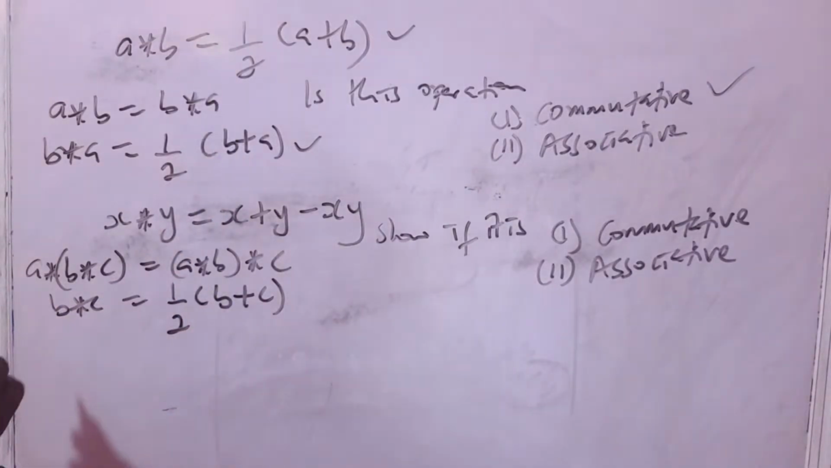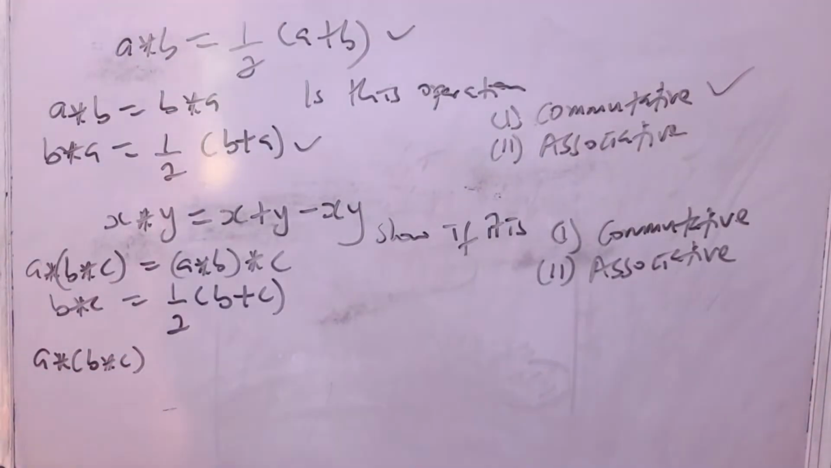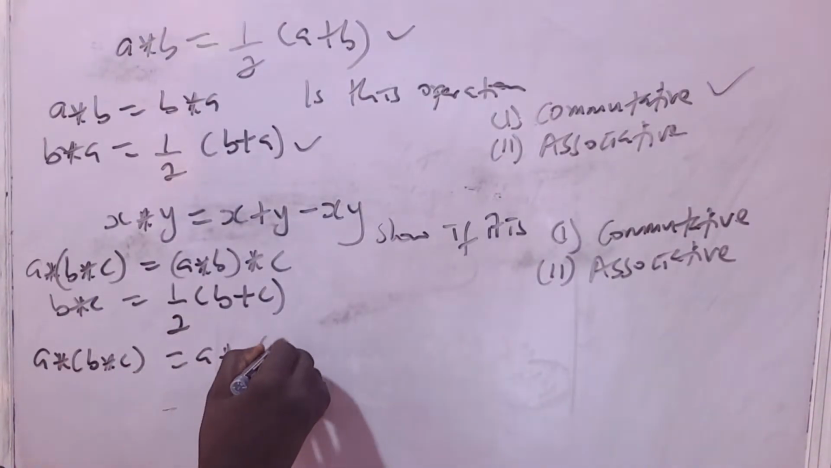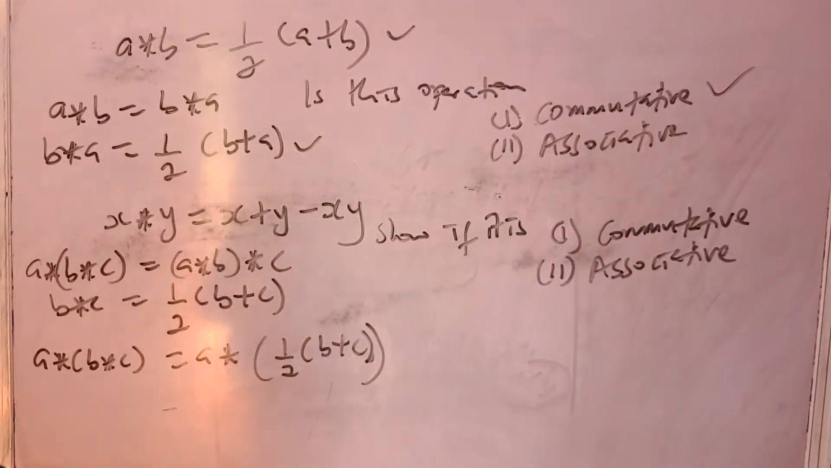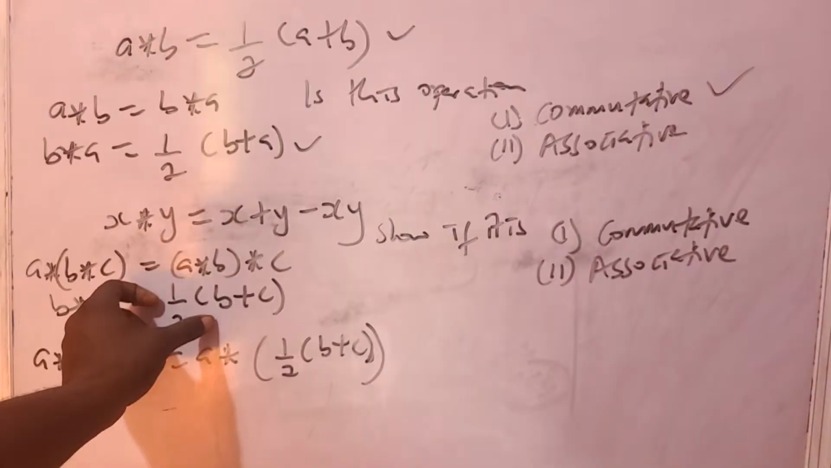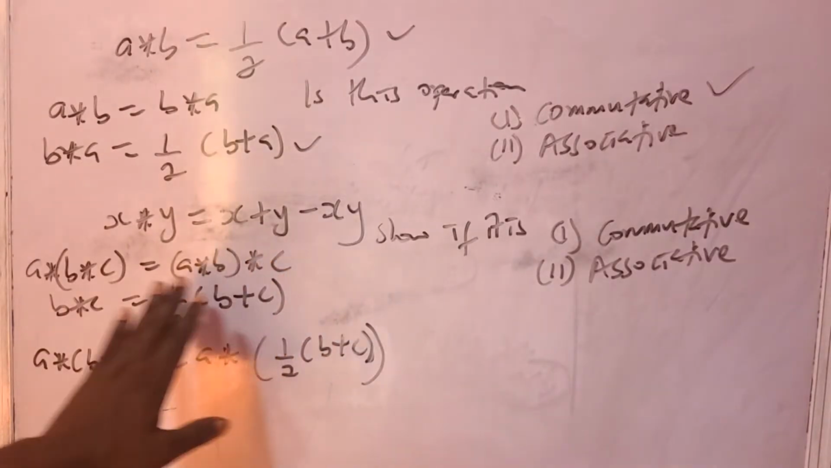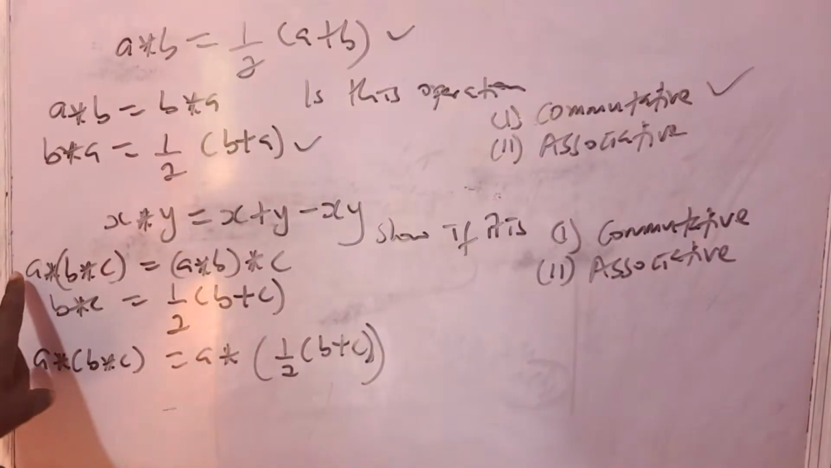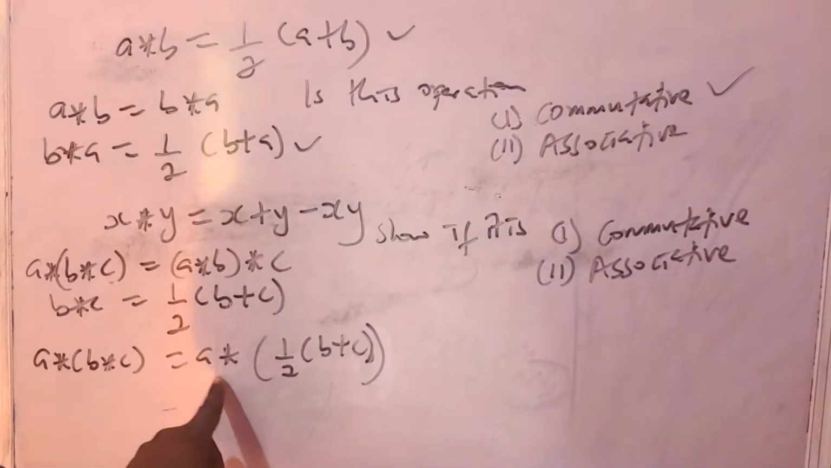So when you want to now go and find A star (B star C), it's as good as saying you are finding A star this whole thing, 1 over 2 (B plus C). If you can understand what's going on here. So B star C, we have gotten it to be this. We are still solving for this side first. We have not started solving for the right hand side. So for the left hand side, B star C is actually this, so A star (B star C) will be A star all this.